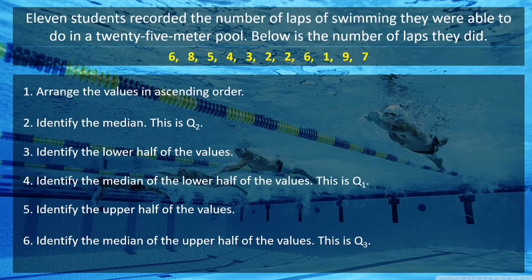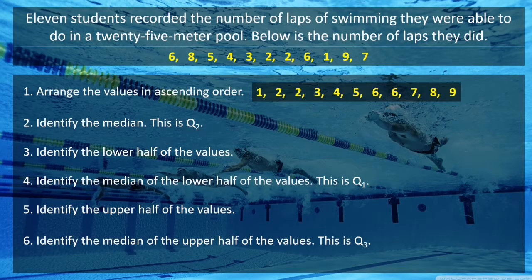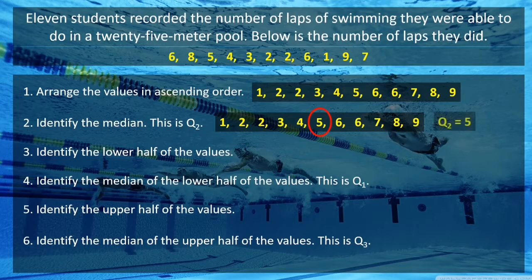Now let us have the first step. The values should be arranged in this order: 1, 2, 2, 3, 4, 5, 6, 6, 7, 8, and 9. Now let us have the second step. Identifying the median. The median is the middle number, which is 5. Therefore, 5 is also our second quartile.